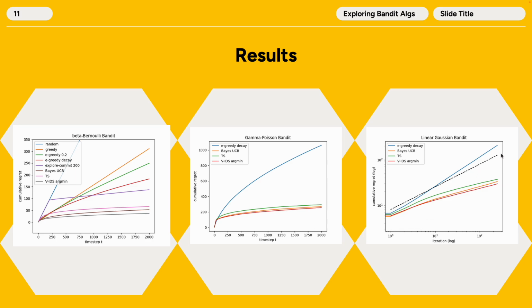Finally, the plot on the very right is a cumulative regret plot, but with both axes in log scale. It becomes a little easier to see how the regret scales with time in this way. The dotted line has slope 1/2, and it's a function that scales with the square root of time. You can see that epsilon-greedy scales worse than that, while other algorithms here seem to scale better.